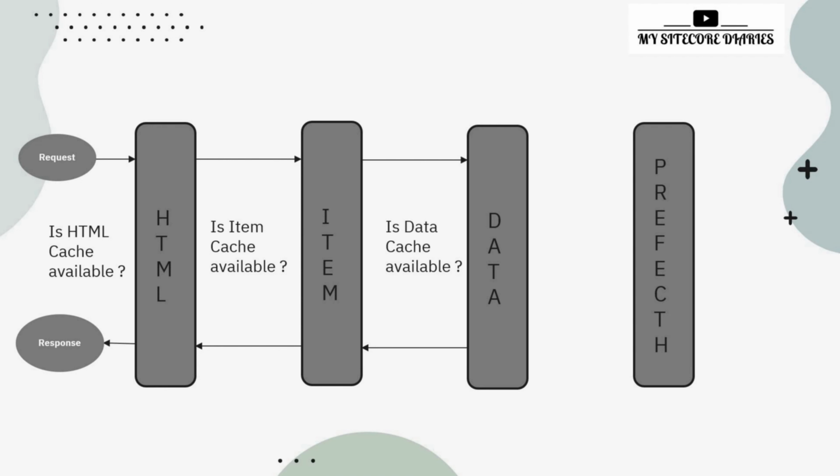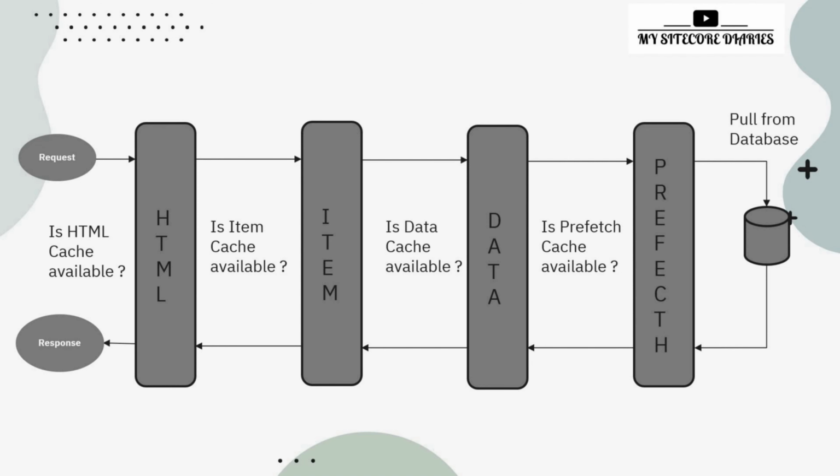Then the last one is the Prefetch cache. If the Prefetch cache is available, then that cache is directly sent as a response. So these are the four layers of caching in Sitecore: HTML cache, item cache, data cache and Prefetch cache. Assume that if there is no Prefetch cache available, then the data is pulled from the database, stored in the respective cache, and then given back as a response. So these are the four layers.